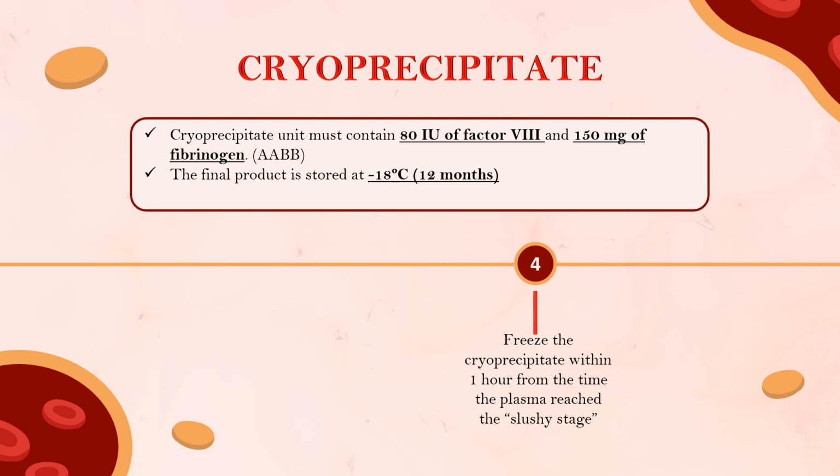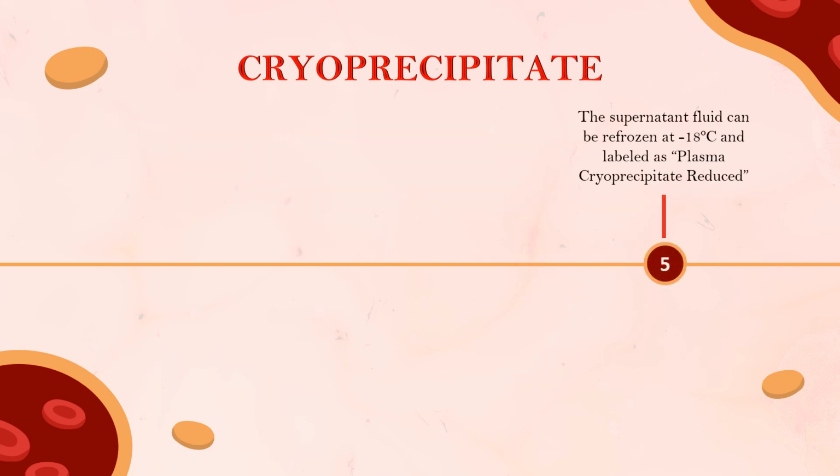So a cryoprecipitate unit must contain 80 IU of factor 8 and approximately 150 milligrams of fibrinogen as per AABB standards. The final product is stored at negative 18 degrees centigrade for 1 year or 12 months. While your cryosupernatant fluid is refrozen at negative 18 degrees Celsius and must be labeled as plasma cryoprecipitate reduced. Okay, take note of the label, plasma cryoprecipitate reduced.